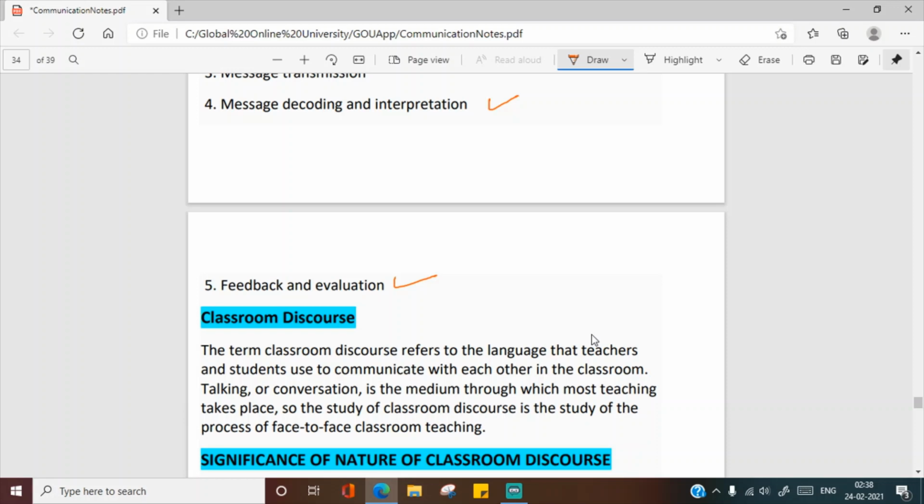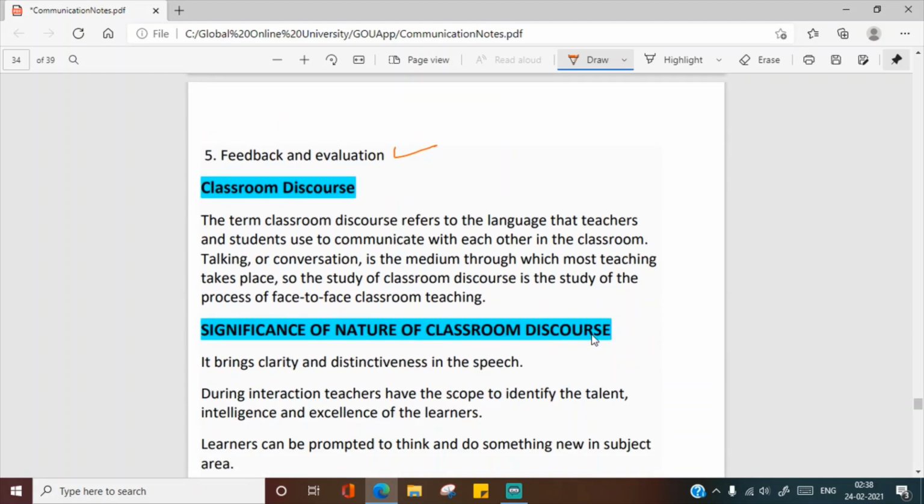Now let's talk about classroom discourse. What is this? So this term, classroom discourse, refers to language that teacher and student use. So language or the medium, it could be words, it could be written. Okay, talking or conversation is the medium through which most teaching takes place. So the study of classroom discourse is the study of the process of face-to-face classroom teaching.